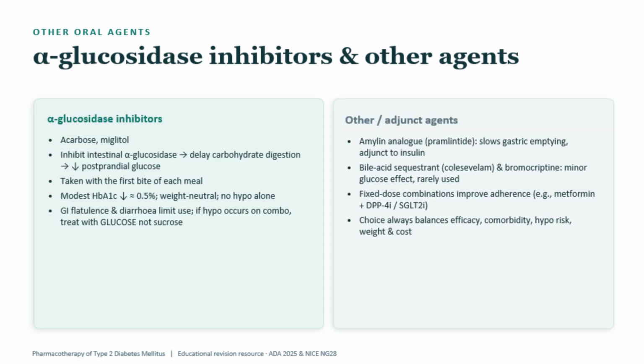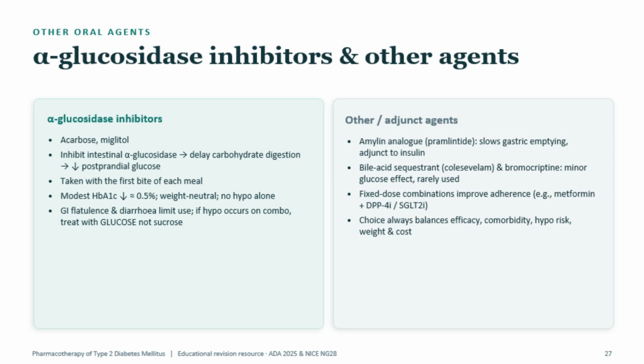The alpha-glucosidase inhibitors, acarbose and miglitol, block carb digestion in the gut so your post-meal glucose rises more gently. Take them with the first bite. Modest effect, weight neutral, no solo hypos. The catch is flatulence and diarrhea, which honestly limits how often we use them.